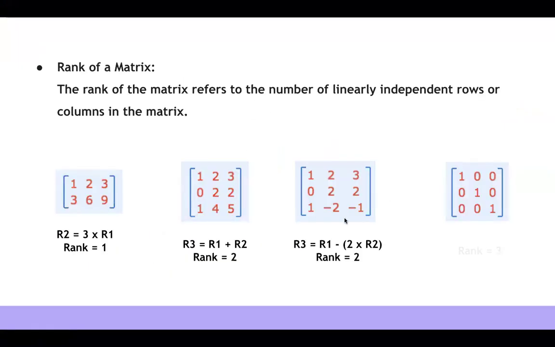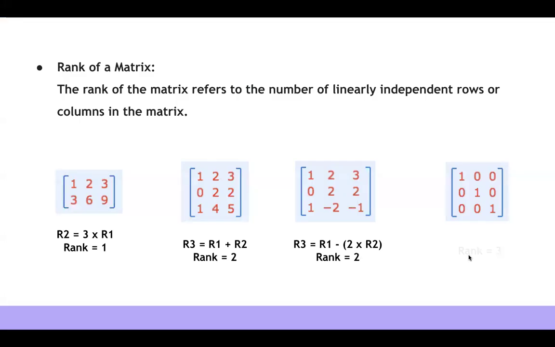So I'm just showing you an example of a rank, okay? So here you can see the first row and the second row are related. So if you multiply 3 to the first row, you get the second row. Only one independent row is there, so rank is equal to 1. Here also you can see if you add the first two rows, you get the last row. So the first row and second row are independent, so rank is equal to 2. Okay. Here also row 3 can be expressed as a function of row 1 and row 2. So the independent rows are row 1 and row 2. So the rank is 2 here.